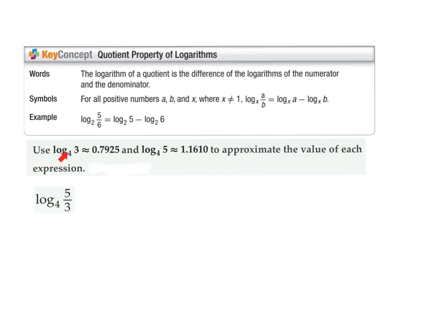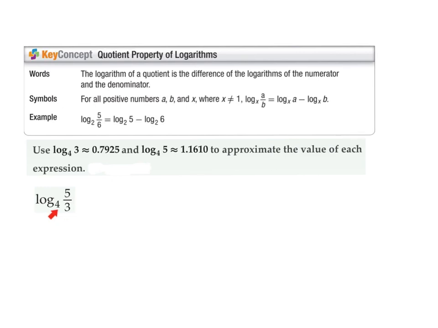Use log base 4 of 3 approximately equal to 0.7925. And just so you know, when we start using our calculator for logarithms, you'll always round to the nearest 10,000th place, 4 places. Log base 4 of 5 equals 1.1610. So what we're going to do is change this problem using the quotient property. So what would that look like after we change this problem?